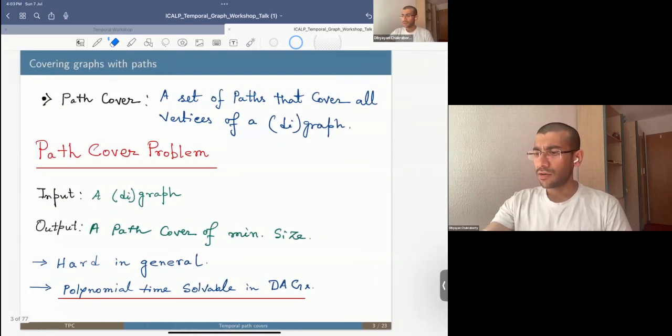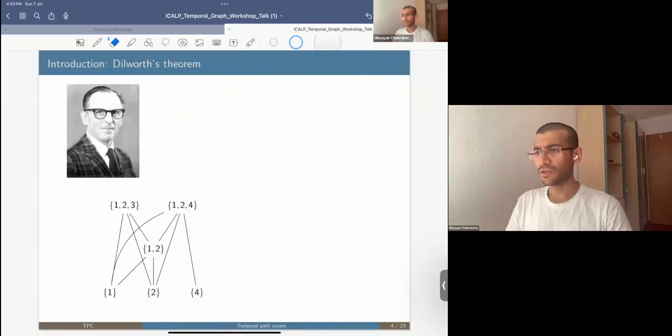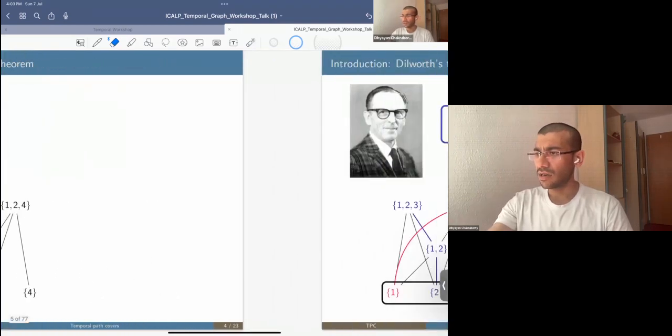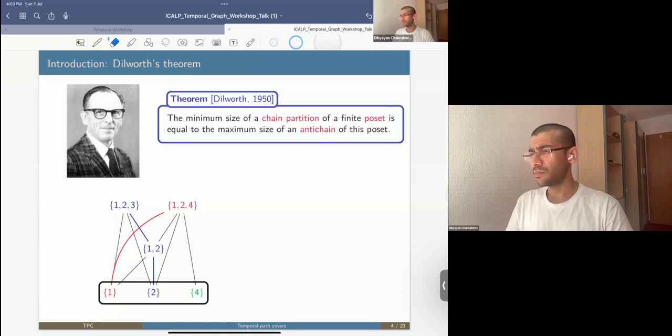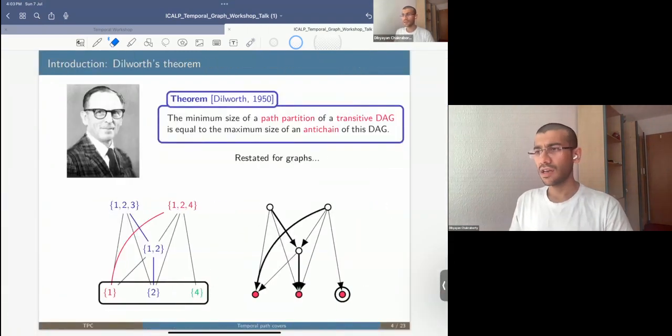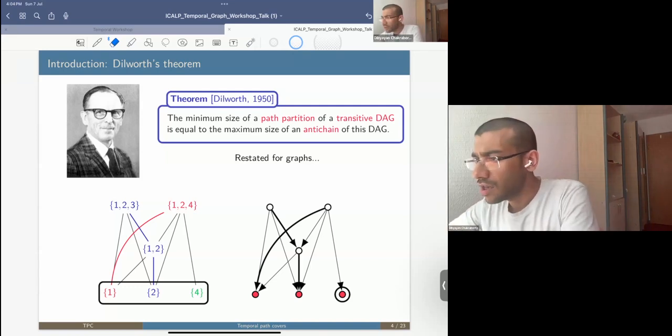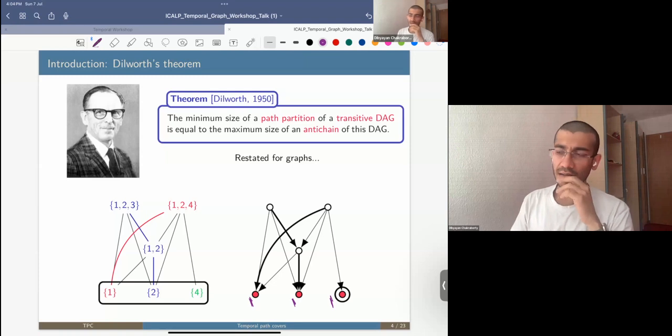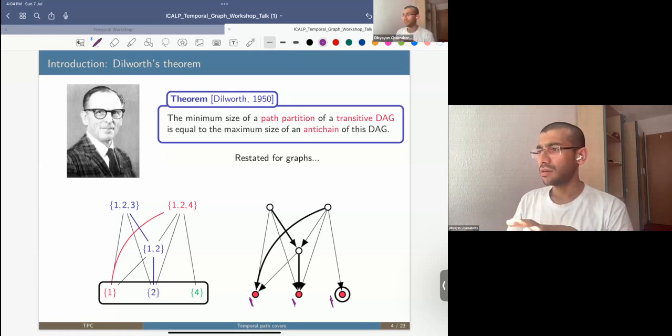This polynomial time algorithm is also associated with the famous Dilworth theorem, which says that the minimum size of a chain partition of a finite partially ordered set is equal to the maximum size of an anti-chain of this poset. Now, if we simply restate it in terms of graphs, the minimum size of a path partition of a transitive directed acyclic graph is equal to the maximum size of an anti-chain of this directed acyclic graph. What do we mean by an anti-chain? It is a set of vertices that are pairwise unreachable in the DAG. And so you can partition the transitive directed acyclic graph with size equal to the lower bound.